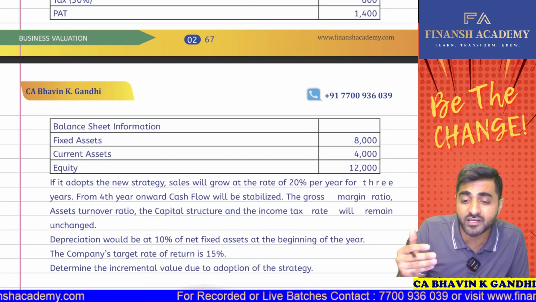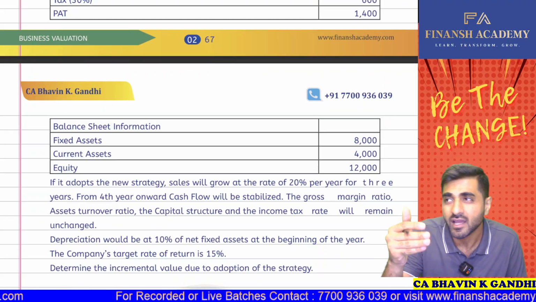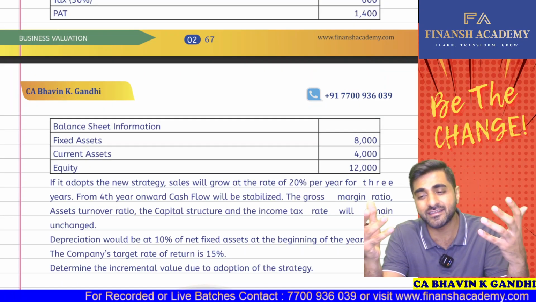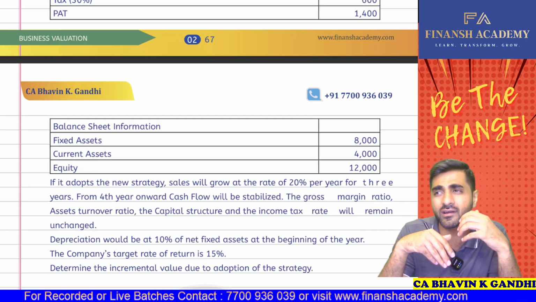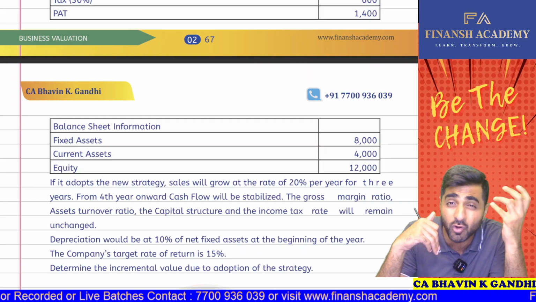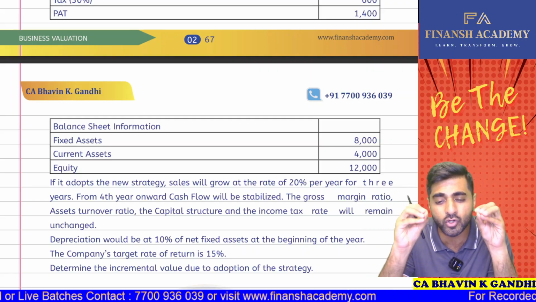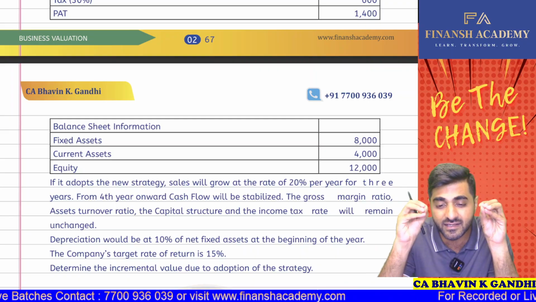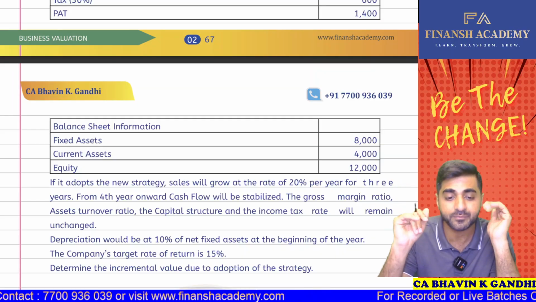If it adopts the new strategy, sales will grow at the rate of 20% per year for the 3 years. Now, this new sales strategy can be anything. Let's say, for example, it can be enhancing the credit period, or else, they are spending more on the advertisement cost, or like whatever. But based on that, is there going to be any increase in the sales? Come on, yes or no? Yes. So, our existing sales is going to enhance.